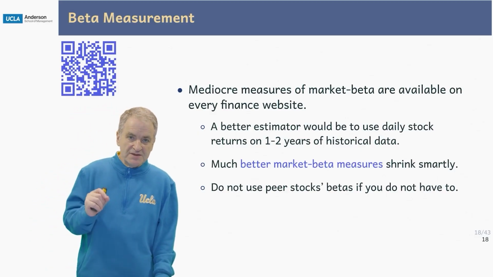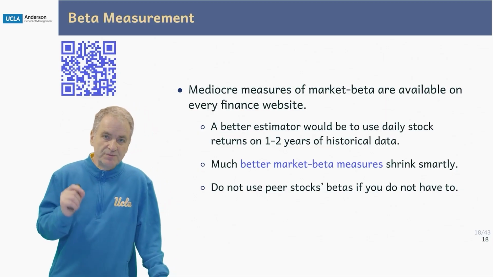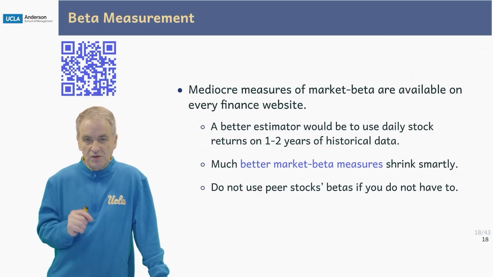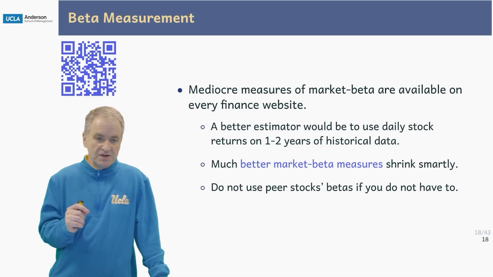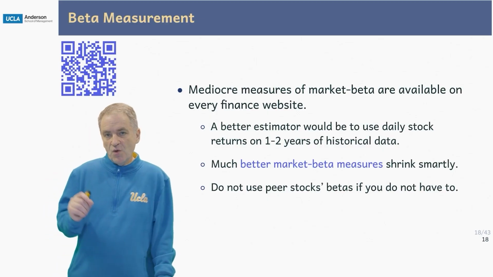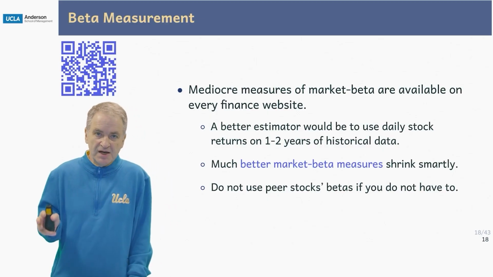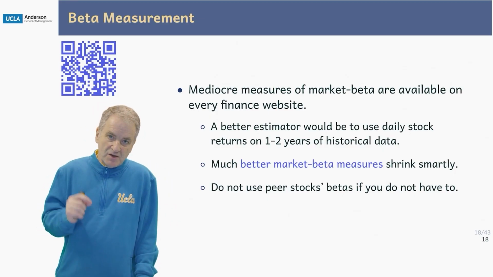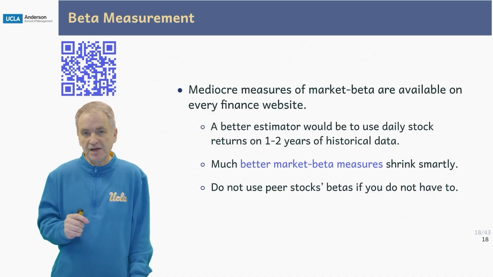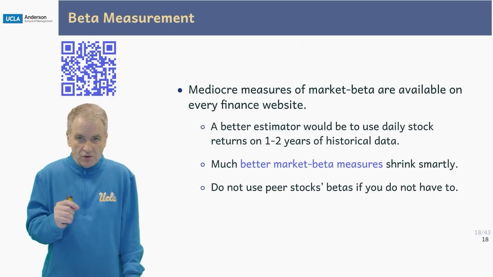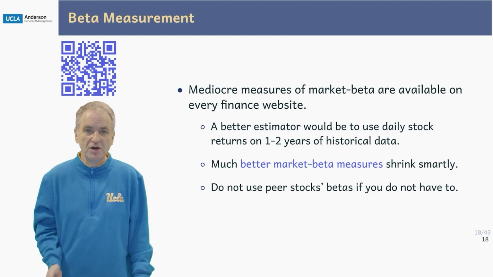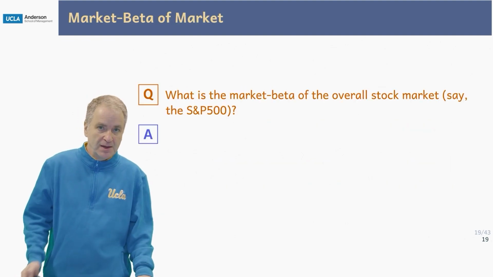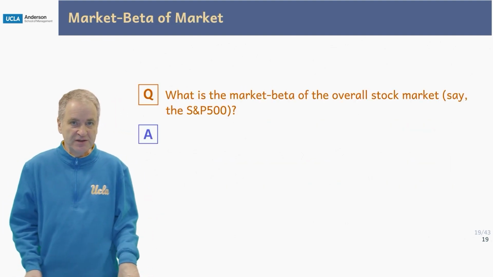Another thing that you must never do is do not use peer stocks' betas if you do not have to. So if you are, say, IBM or Apple or any other tech firm, do not use the beta of tech firms in lieu of your own beta. That only makes your own beta estimate for the future worse. Let's figure out some more aspects about beta.